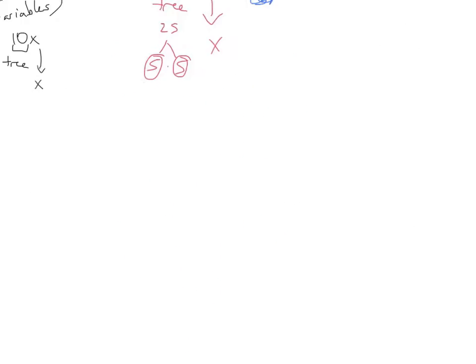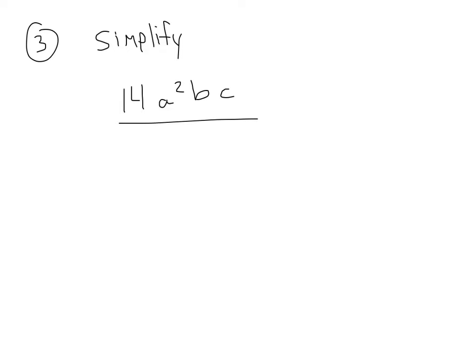Now we're moving on to item number 3, and item number 3 is one that I want you to try. I want you to simplify the fraction 14a squared bc over 30b squared c squared. Take a minute and try that. Think about what I just did in the previous problem and see if you can emulate that.